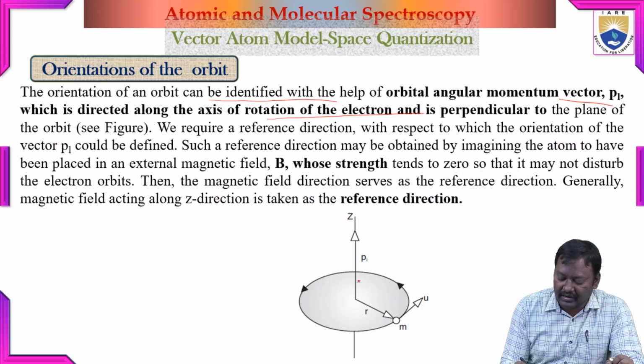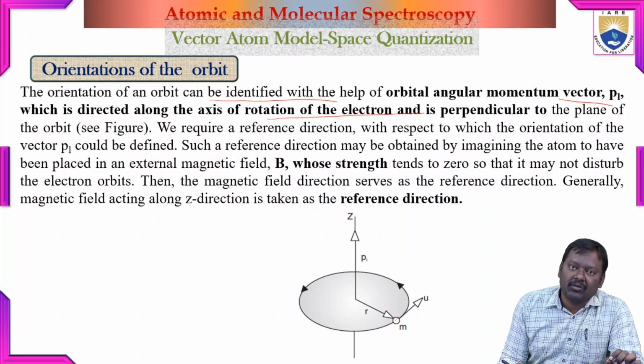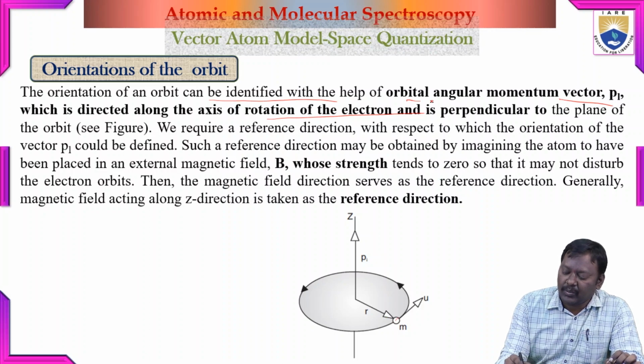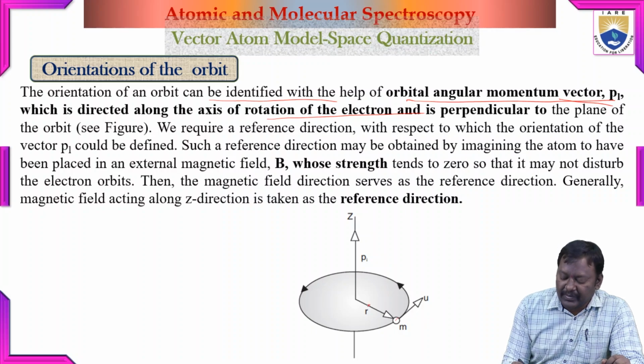So, whenever the electron is revolving around this particular orbit, this is the velocity, radial vector. The orbital angular momentum vector is in the direction perpendicular to the plane of the orbit. So, here PL is the orbital angular momentum vector, which is perpendicular to the plane of the orbit, as shown in this diagram.